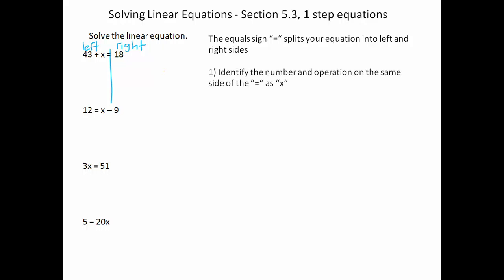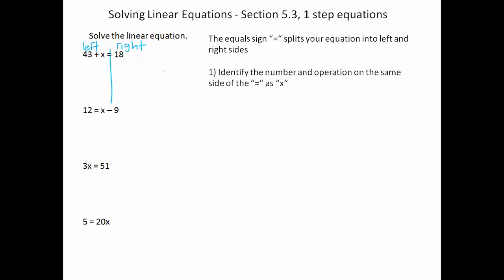So our first step here is to identify the number and operation that's on the same side of the equal sign as x. This equation is sort of like a sentence in English. It's telling you something. It's saying, hey, I took 43 and I added some number to it, and I got 18. That x, as scary as it looks, is just a number. It's called a variable. It's a number that we don't know, and we use a letter to represent it. And your goal is to try to figure out what the heck that number is.